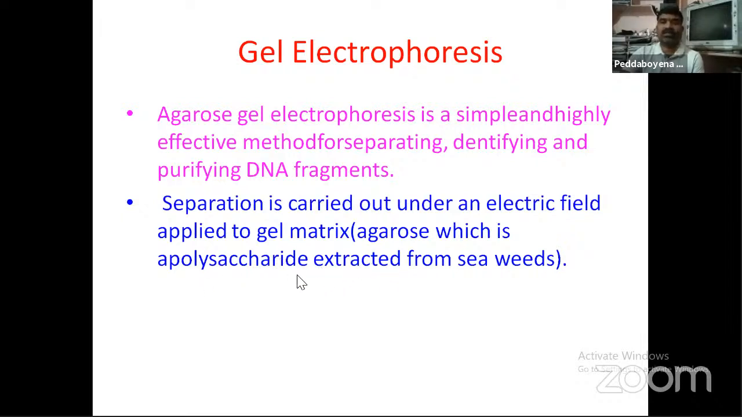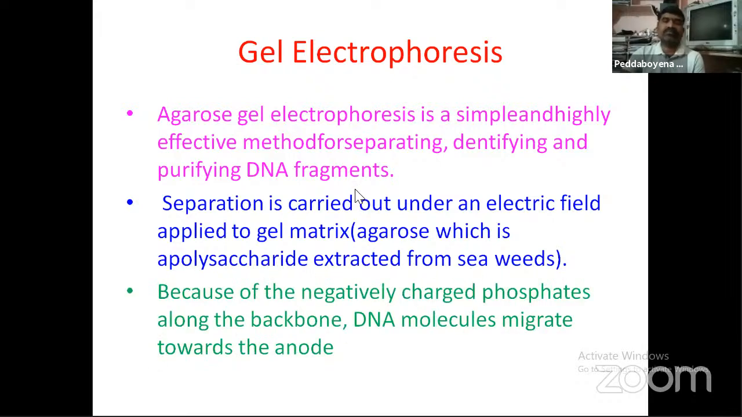Agarose is a polysaccharide extracted from the seaweeds. Exactly, from the brown algae, Phaeophyceae, we can get the agarose. In some species, agarose can also be obtained from the Rhodophyceae, but it is very popular from the Phaeophyceae, brown algae. The separation is carried out under an electric field applied to the gel matrix. So agarose is a type of polysaccharide extracted from the seaweeds.